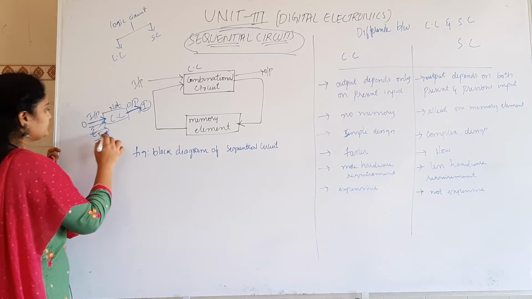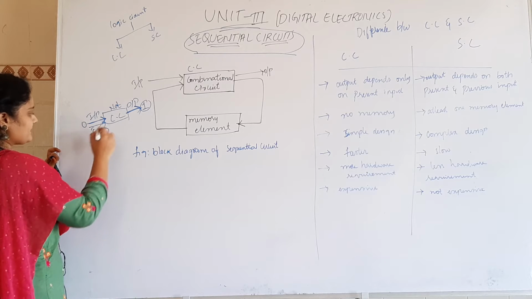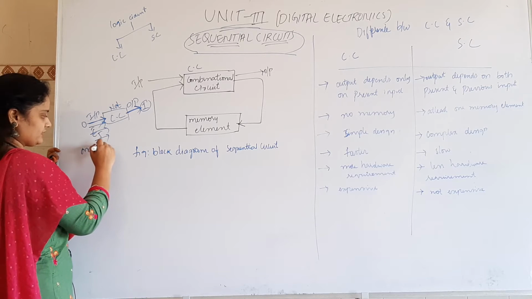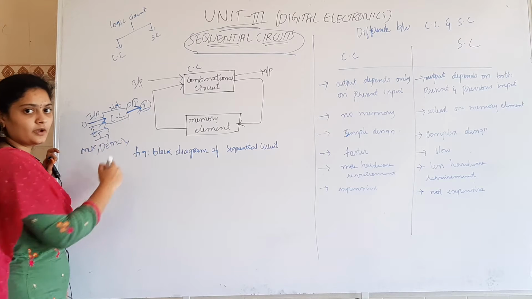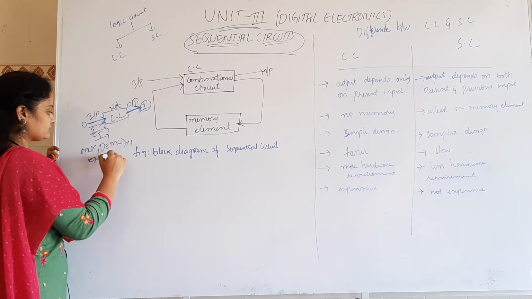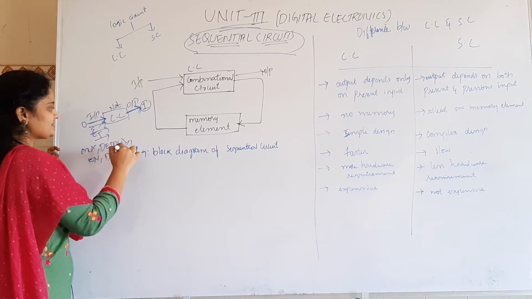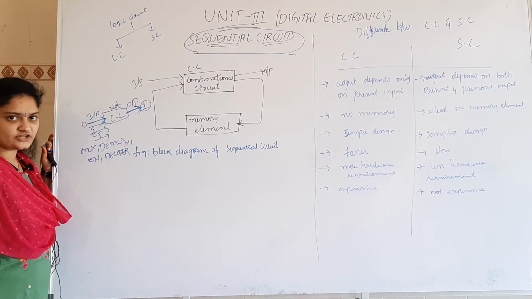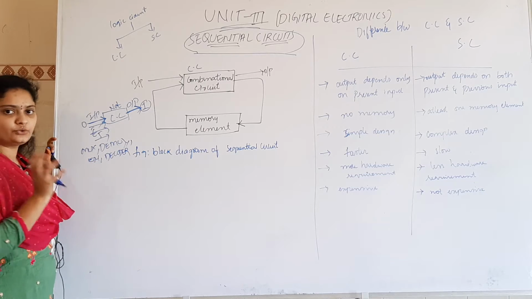The examples of it are multiplexer, MUX, DMUX, encoder, decoder. These are the examples of combinational circuits which we discussed in unit 2.